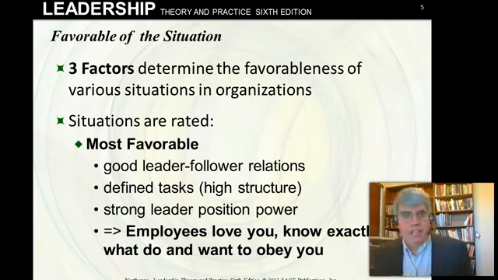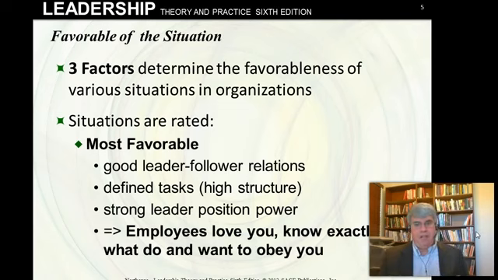The second variable is the favorableness of the situation. That means how good is it for the supervisor? Is it really favorable? Is success really likely? Is it really unfavorable and success is very unlikely, or is it in between? And in this model, there's three categories of situations of favorableness, and that's really important to know because that's what's going to determine which leadership style is the most effective.